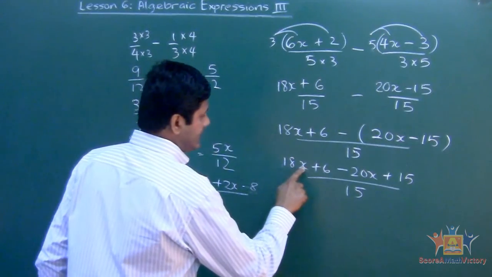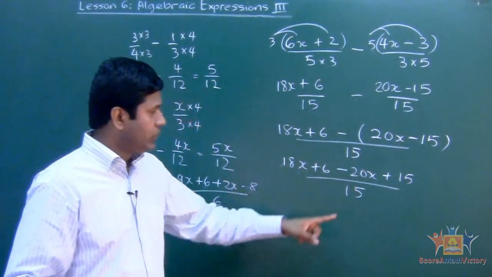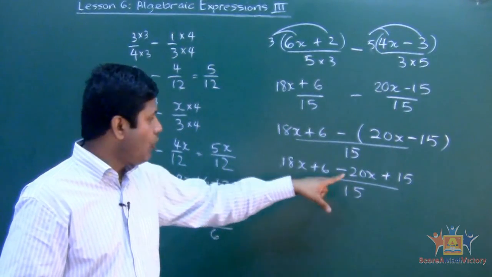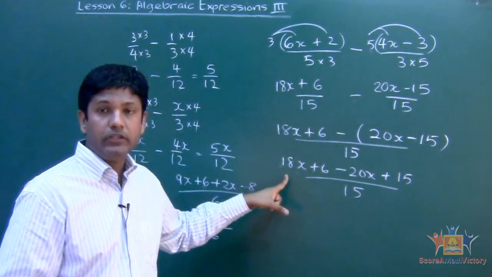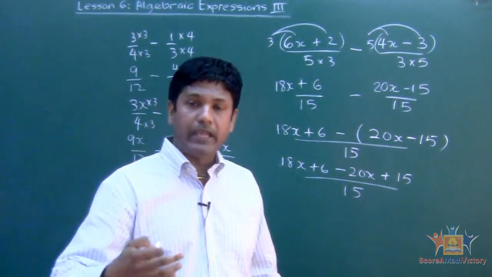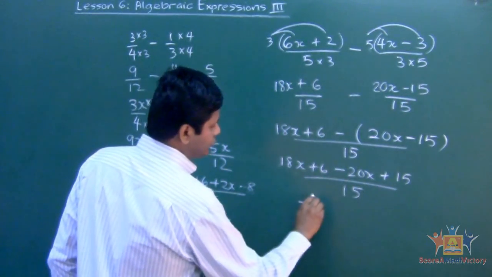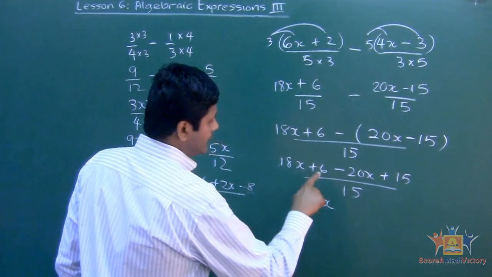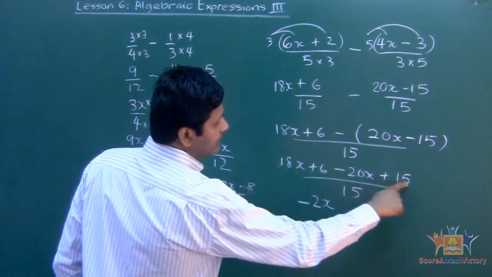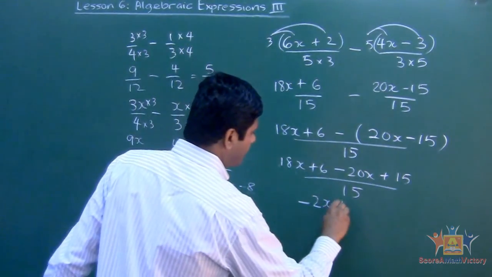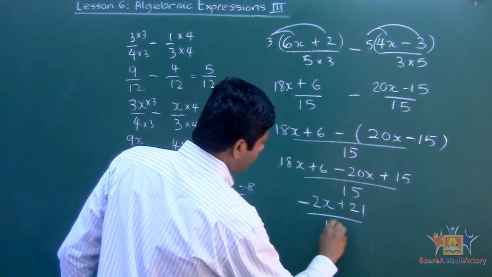So 18x minus 20x. Let's just take the numbers first. Negative 20 and positive 18. You owe more than you have. So you're still going to owe, but you're going to owe less. It's still going to be negative. 20 minus 18 is 2. So it'll be negative 2x. Then positive 6 and positive 15. So 6 plus 15 will be 21. Plus 21 over 15.